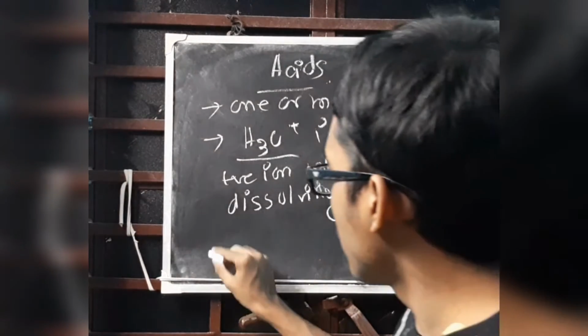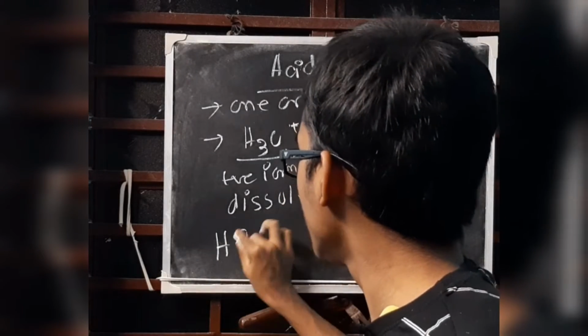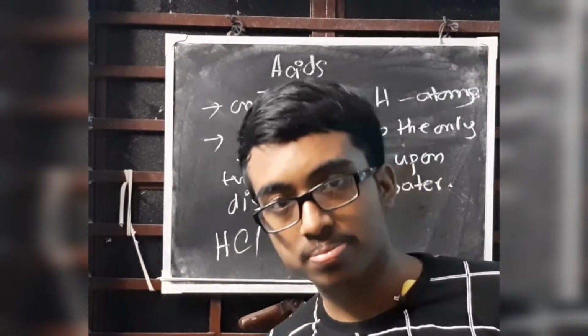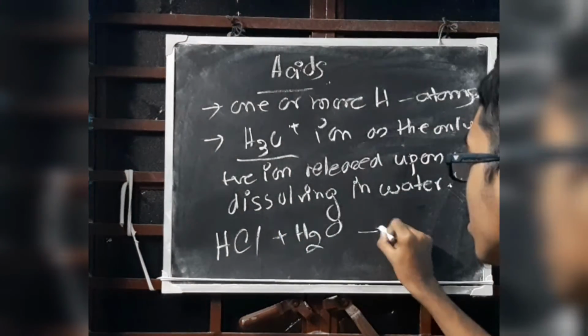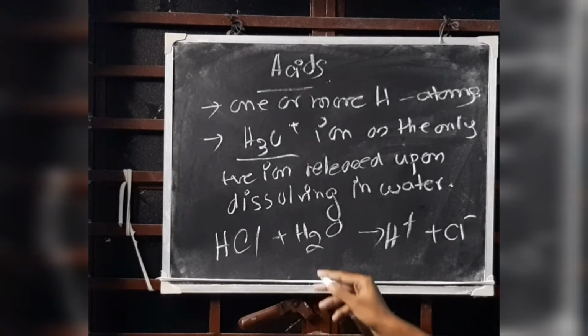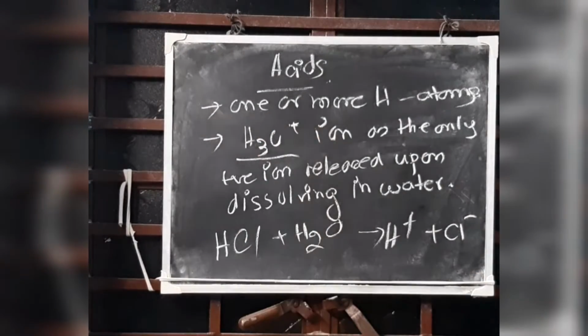For example, let us write HCl. What happens if we add H2O? It will dissociate to form H plus and Cl minus. I will say that we have H3O positive. Then what is this?